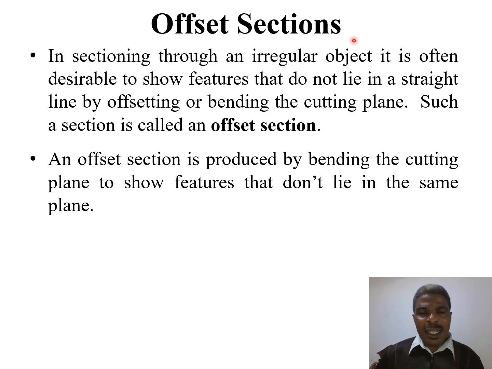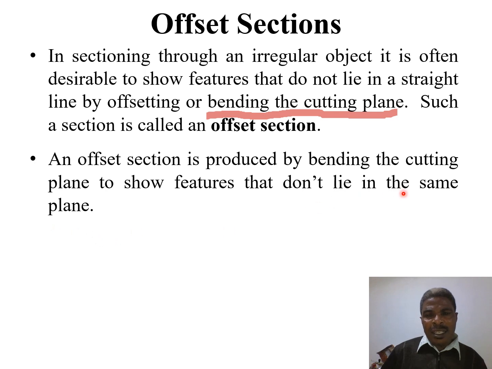The offset sections. In sectioning through an irregular object, it is often desirable to show features that do not lie in a straight line. By offsetting, it's very important to note here, offsetting employs bending of the cutting plane to search for the objects that are not in a straight line. Such a section is called an offset section. So this offset section is produced by bending the cutting plane to show features that do not lie in the same line, as I've said above.